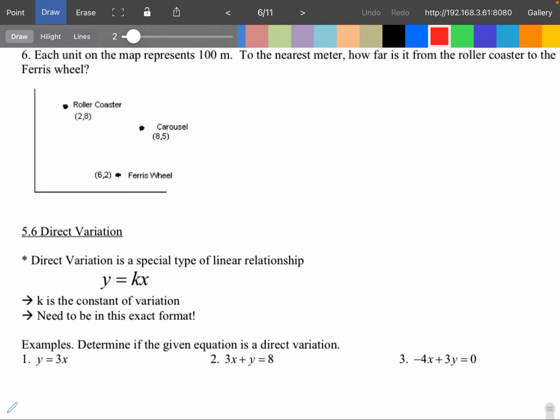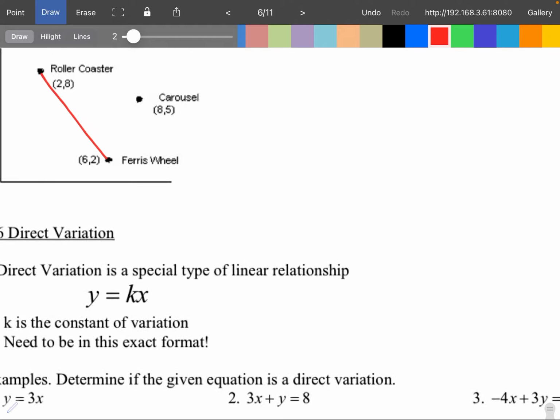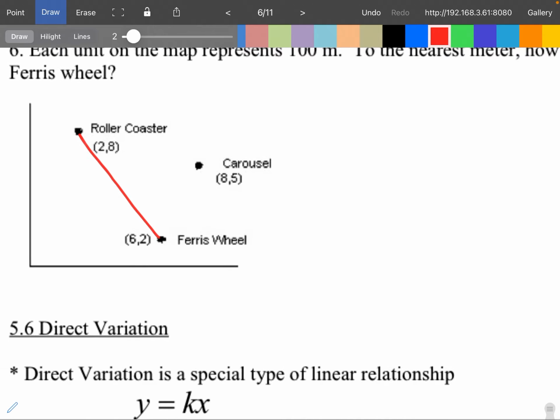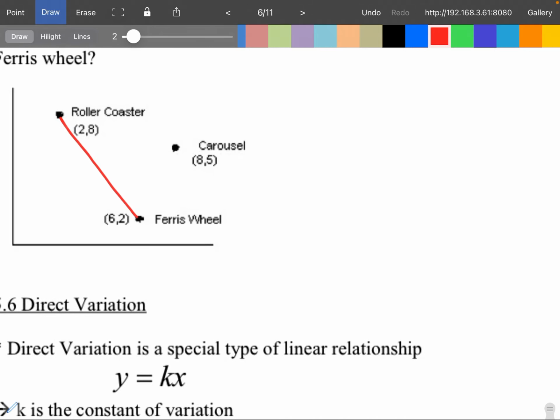Got it. So this one, here's your story problem, but it's the same thing. It says each unit on the grid is 100 meters. And then it says how far is it from the roller coaster to the Ferris wheel? So we want to find this distance from here to here, right? So we're after that distance.